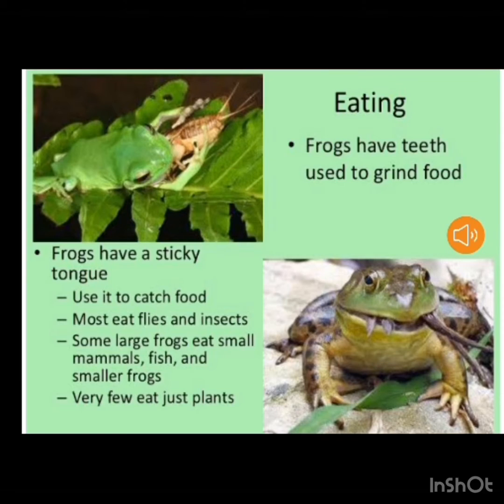Frog has a strong, long, sticky tongue, which helps it to catch the prey. The prey gets stuck onto its tongue. It also has teeth, which help to grind the food. It has a well-developed digestive system.